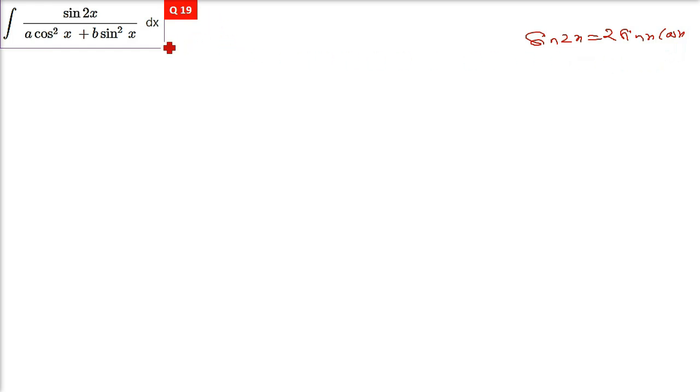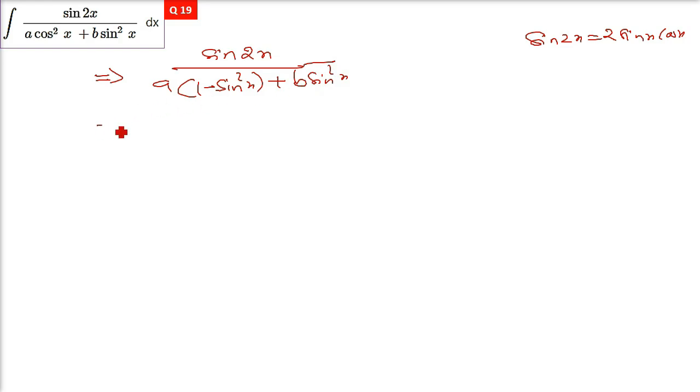But placing what? If you see this sin square x, if you differentiate it, it will be 2 sin x, then derivative of sin x will be cos x. So if you put this sin square x as t, you are going to get this. So I'm replacing cos square x by 1 minus sin square x here. And this sin square x will be the same.